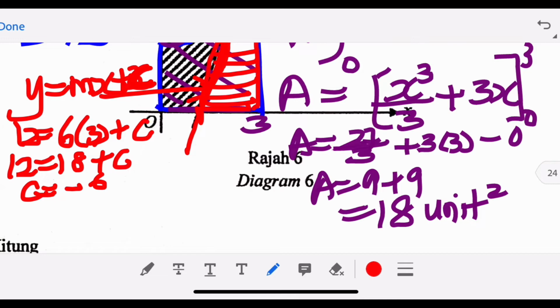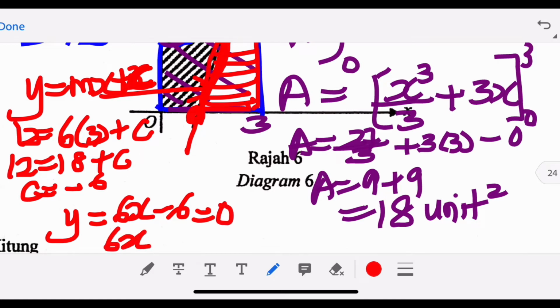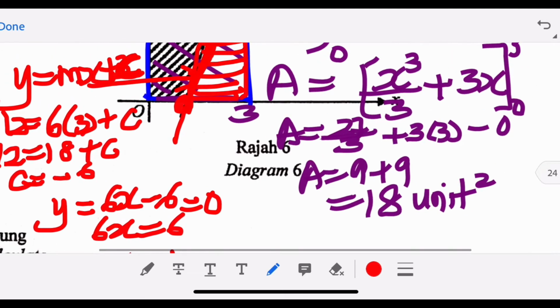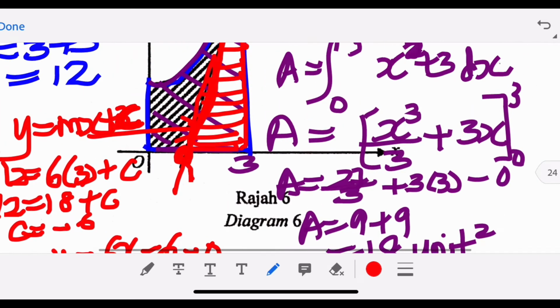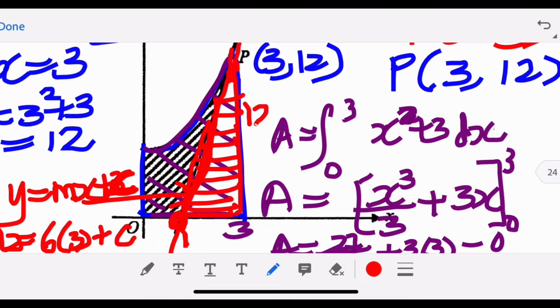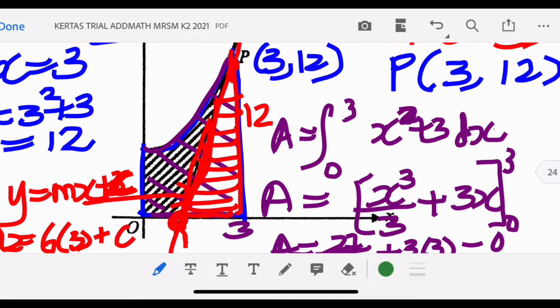So we need to minus out the area of the triangle. So we have the equation y equals 6x minus 6. At this point, the y is equivalent to 0. So 6x equals 6. Hence, x is equal to 1. So here is 1. Then we will find the height and the base here.